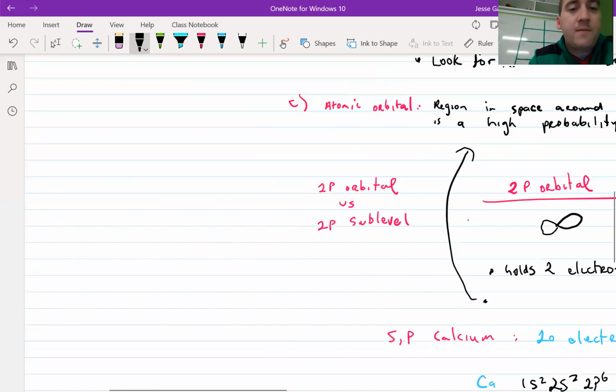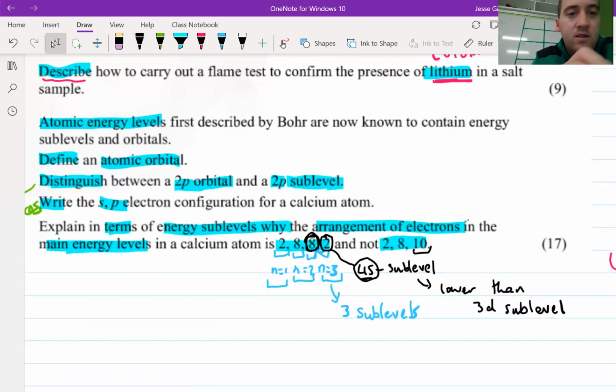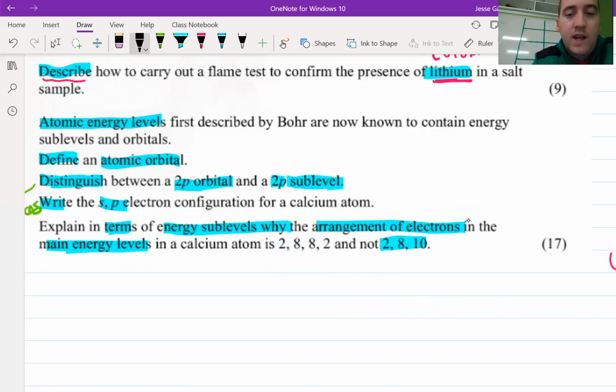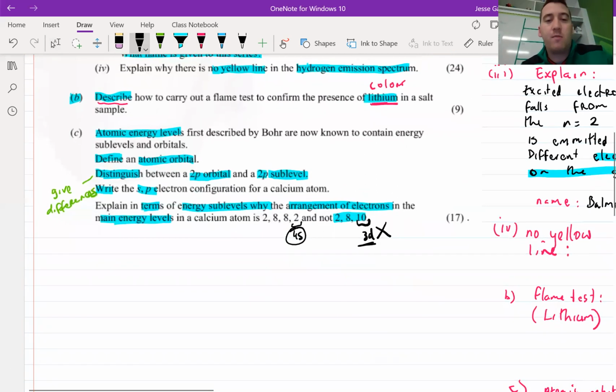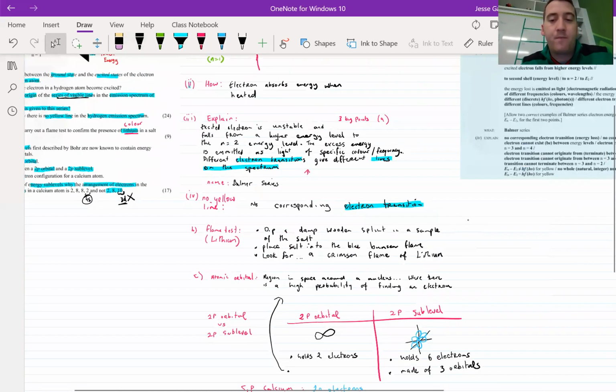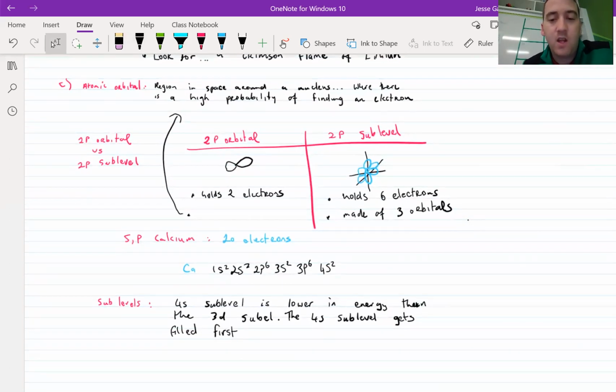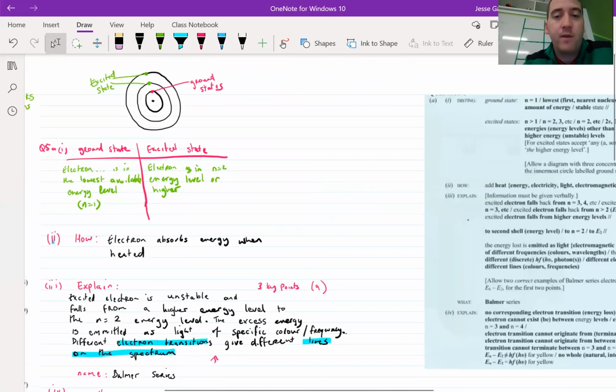Okay, so that's why the first one is correct and not the second one, because the 2 electrons at the end need to go into 4s and not continue to fill up the 3d. That's not going to be right. They go into 4s first and then they fill the 3d. All right, so that's going to be your correct answer at the end. The 4s sublevel is lower in energy than the 3d sublevel. Therefore, the 4s sublevel has to get filled first. That's why we write it the way we do.